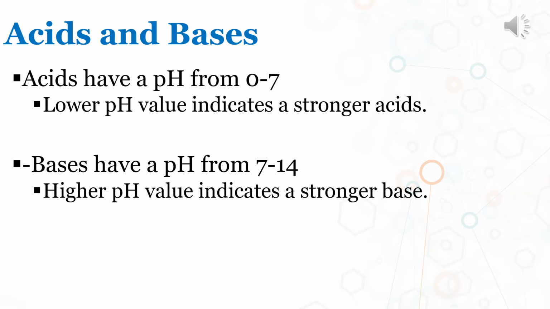Next, let's have the discussion on the acids and bases. As we all know, acids have a pH range from 0 to 7, while bases have a pH range from 7 to 14. And we all know as well that the lower the pH, the stronger the acid, and the higher the pH, the stronger the base.